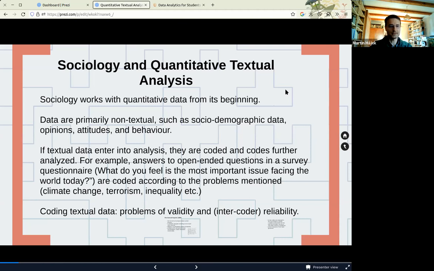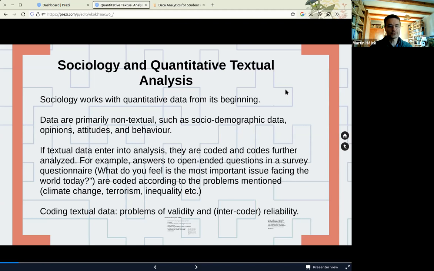Rising prices and inflation are synonyms, but we don't know why some people say rising prices and other people say inflation, if it's just the level of education or they perceive it as different things. So this is the problem of validity, and the problem of reliability is that two or three coders can code it differently.